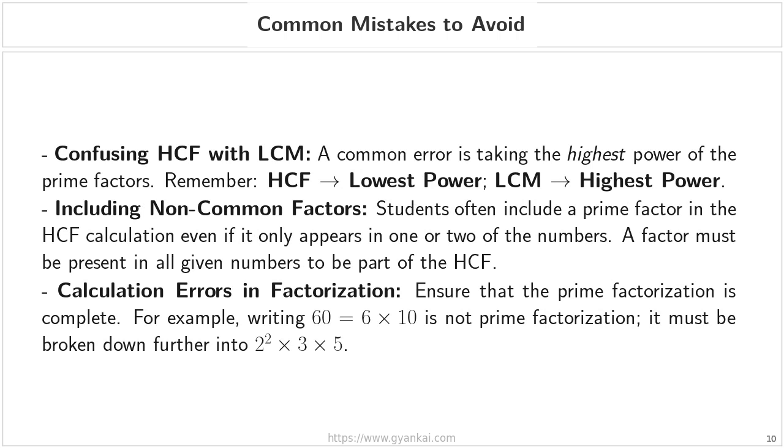Finally, always double-check your prime factorization for completeness. A common mistake is stopping too early. For instance, if you're factoring 60, you might be tempted to write 60 equals 6 times 10. While that is mathematically true, it is not a prime factorization because 6 and 10 are not prime numbers. You must continue breaking them down until you reach the prime bases, resulting in 2 squared times 3 times 5.